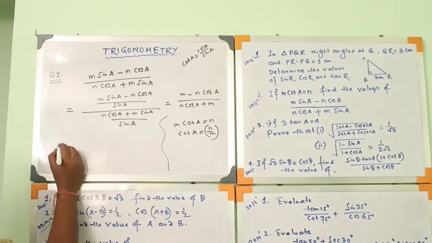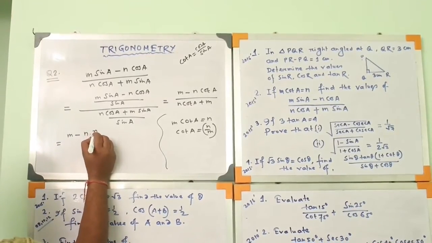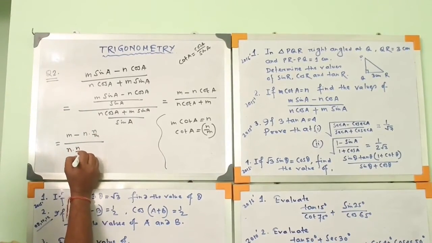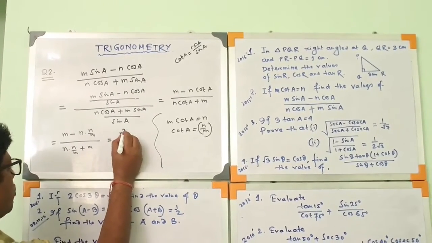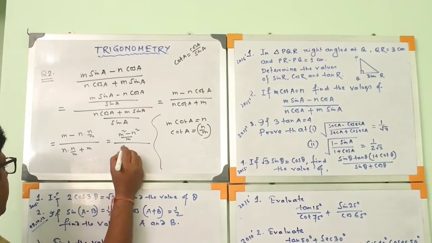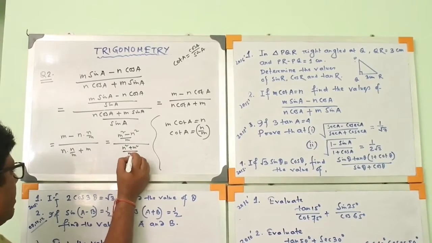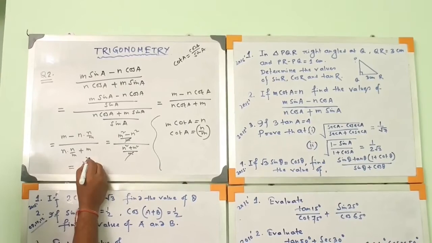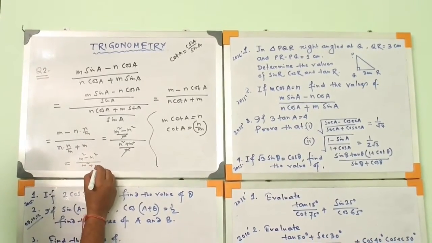So by putting these values, we get m minus n, n by m, n plus m. So we get m square minus n square by m divided by n square plus m square by m. Cancelling m, we will get the result m square minus n square by m square plus n square.